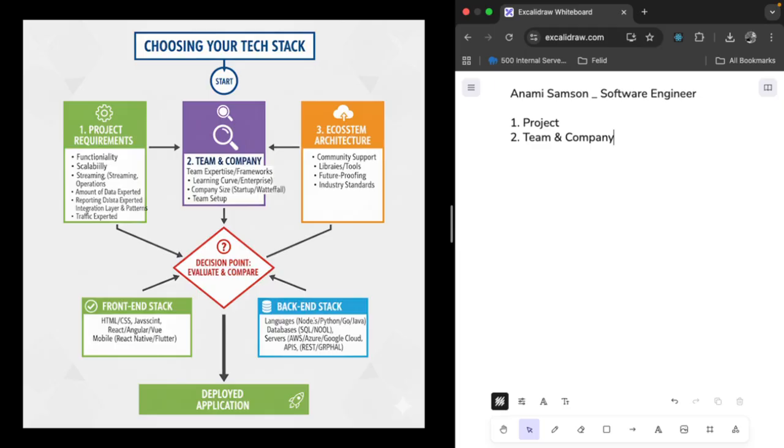So the first stack is usually the hardest if you're a beginner, but if you're an expert, at least you know what to look for in a stack. So this tutorial is basically for beginners and also for experts who want to specialize in the stack that we'll choose at the end of this.